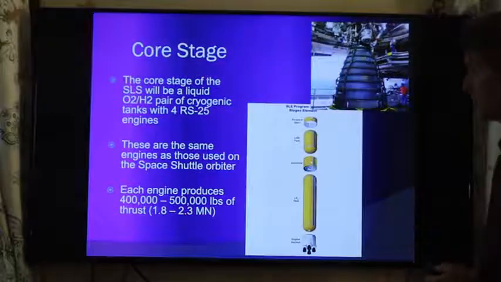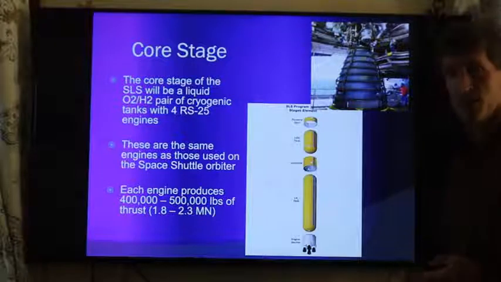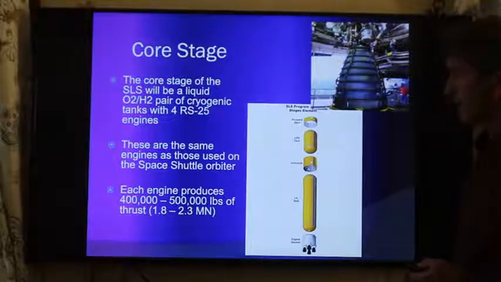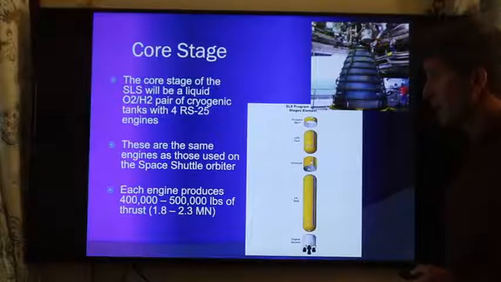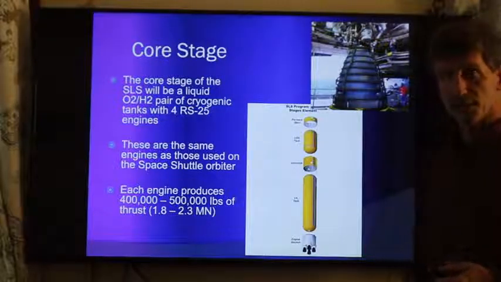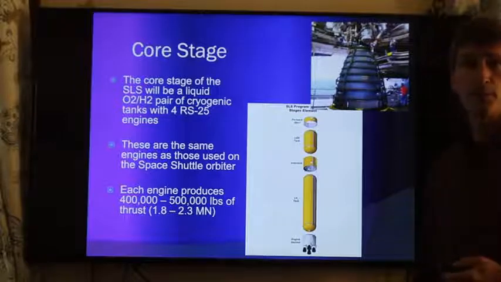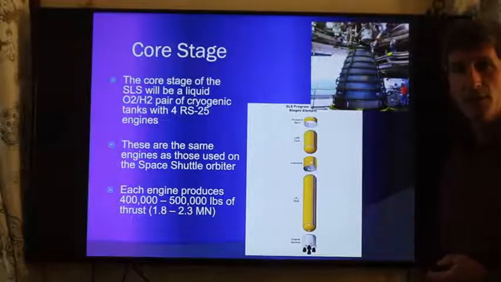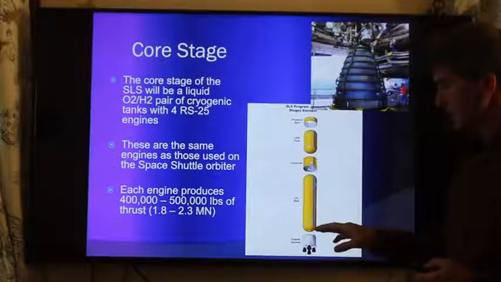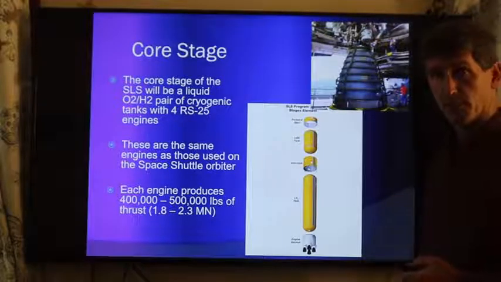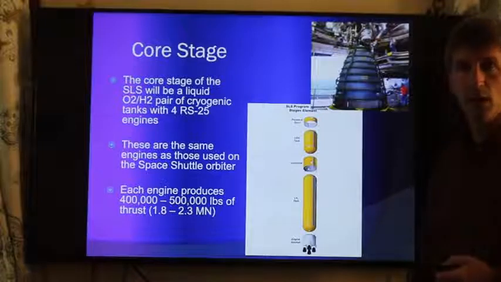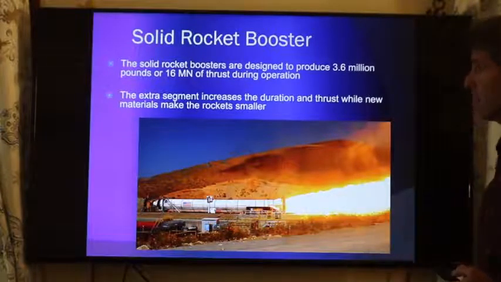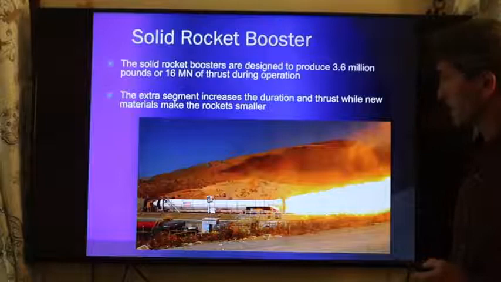And again, the core stage has 4 of these RS-25 engines. These are engines, some of which actually flew on shuttles, that will be reused for this purpose. Each engine produces about 1.8 to 2.3 million pounds of force, so a little bit less than the force we got from the F-1 on the Apollo missions. So instead of 5, it has 4, and that's why the external boosters are needed, because the rocket engines themselves will be more efficient than the F-1 engines, but they're going to require an additional push when they're leaving the pad. And here's one of the solid rocket boosters actually being tested on the ground.